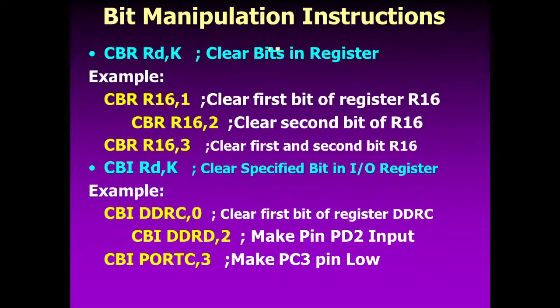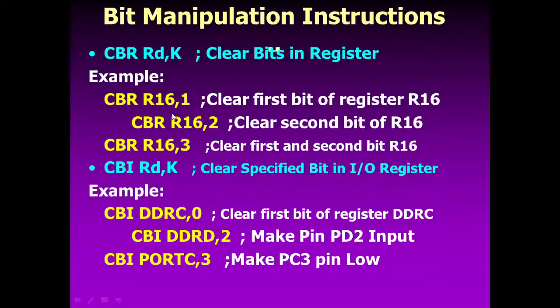Similar to SBR, which is to set the bit, CBR is to clear the bit on a given register. So for example, if I am saying CBR R16, 1, that means I am trying to clear the first bit of register R16. Whenever I am saying CBR R16, 2, I am trying to clear the second bit of R16. CBR R16, 3, I am trying to clear the first two bits of R16.